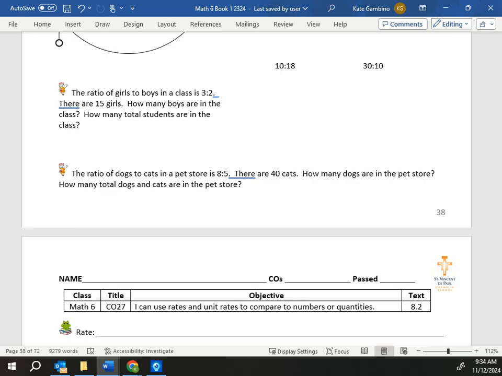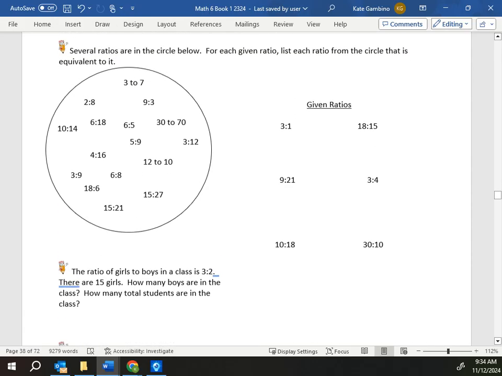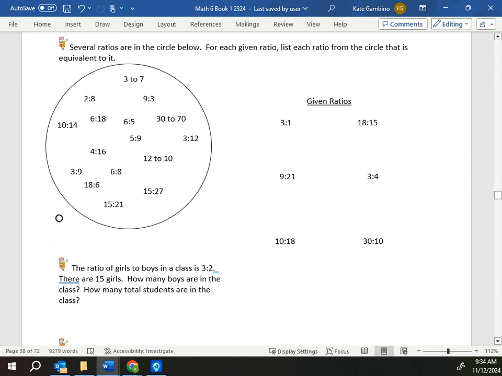Any questions on how we're doing this objective? Adeline. So for the circle one, do you only need to do one? Do you have to do all of the ones? Just like we listed all the ones that worked, you have to list all the ones that work. It says list each ratio from the circle that's equivalent to it. So you have to find all the equivalent ratios. You can't just list one. Make sure you're finding them all.